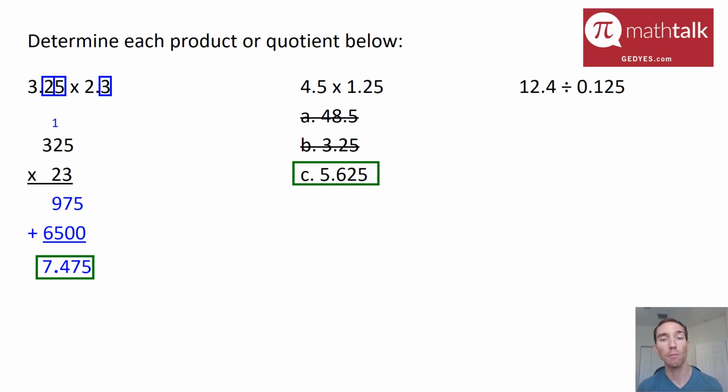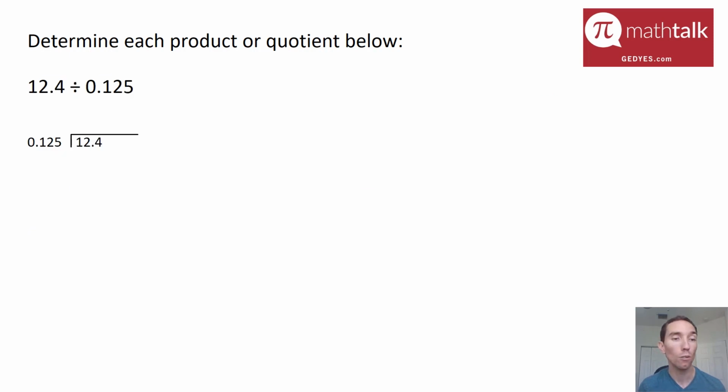All right, my last one asked me to divide decimals. So 12.4 divided by 0.125, I've just kind of rewritten it in standard division signs. And the trick to dividing decimals is the number on the outside, you're going to go ahead and move the decimal point all the way to the right until you basically don't have a decimal anymore. And however many digits you move the decimal to the right, you're going to also move the decimal on the number inside the division sign that many places as well for consistency.